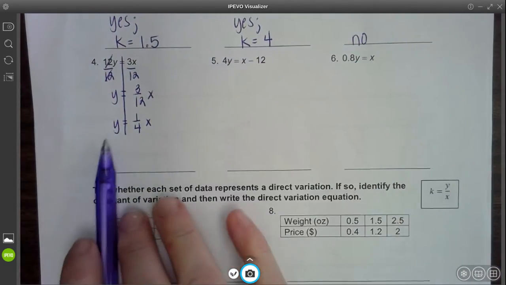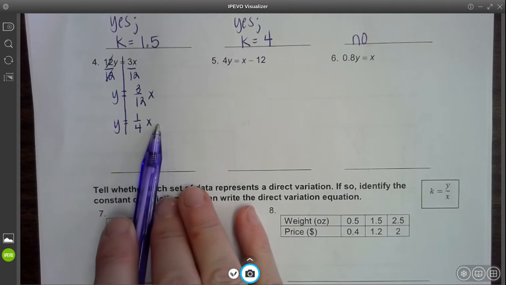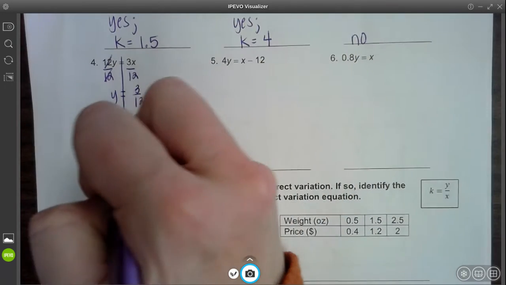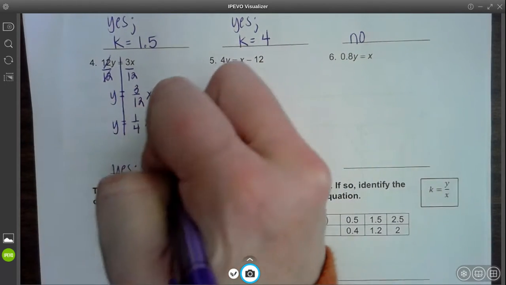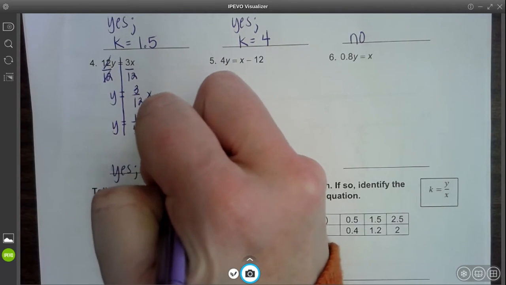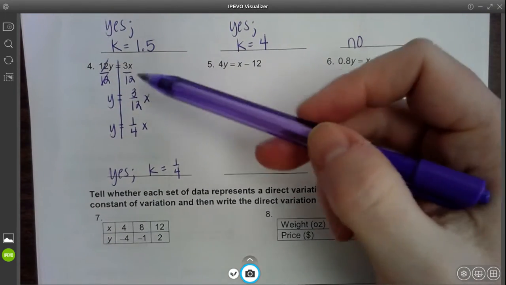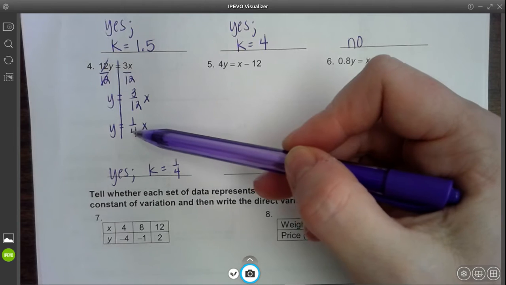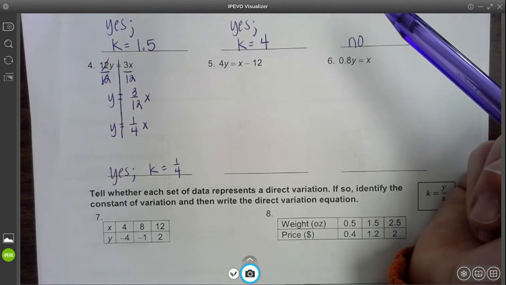So is this in the y equals k times x form? The answer is yes, and our k value is going to be 1/4. So you always have to solve it for y to be able to determine what the constant of variation is.